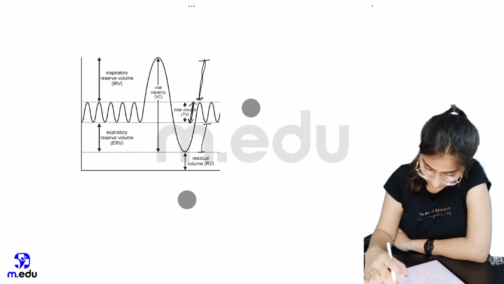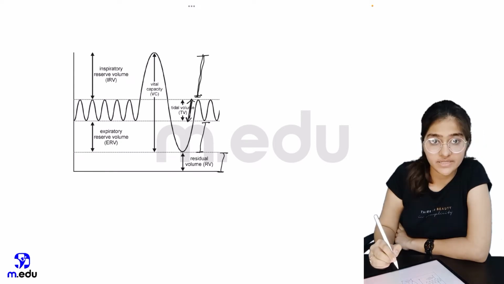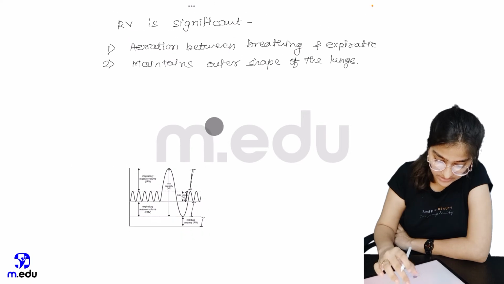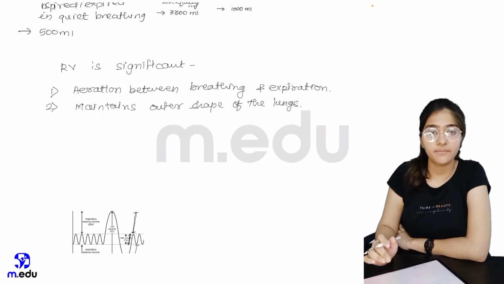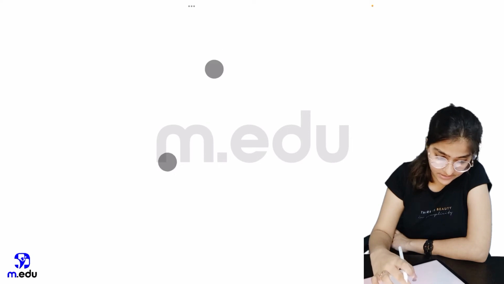And the last volume that we studied was residual volume. Residual volume is the volume that always remains in the lungs. The two reasons why it always remains in the lungs are the aeration and maintenance of outer shape of the lungs. Now it's the time to study the capacity of the lungs.